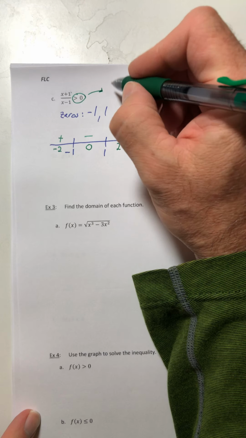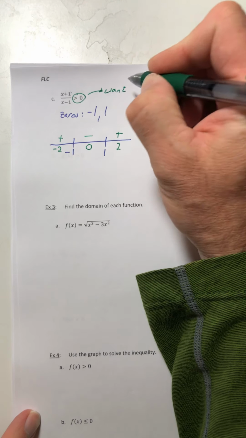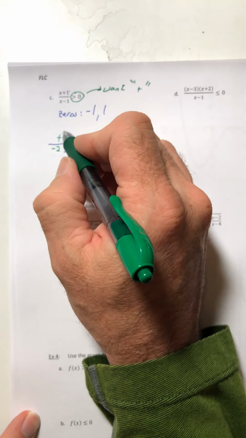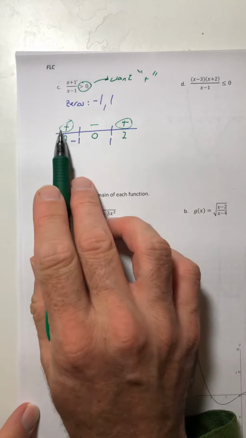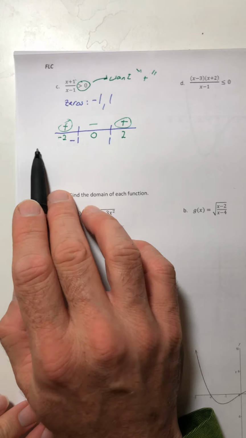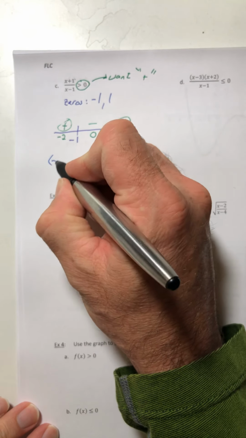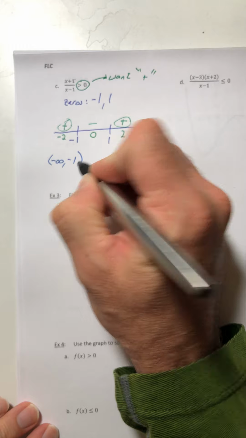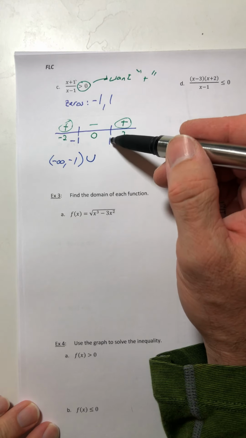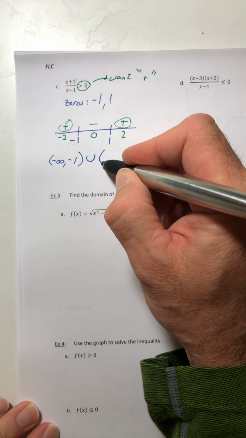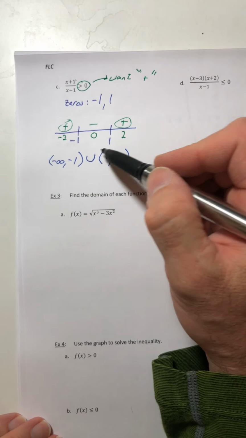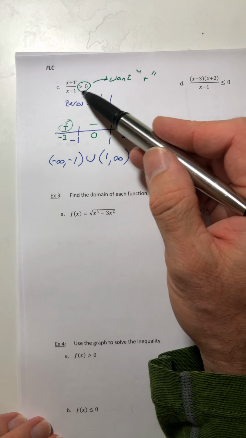So my inequality, though, is I want them greater than 0, so I want the plus signs. So that one and that one. The plus signs occurred from -1 down, so -infinity to -1. And then the other plus sign was from 1 and higher, so 1 to infinity. And I'm using parentheses because there's no equal bar.